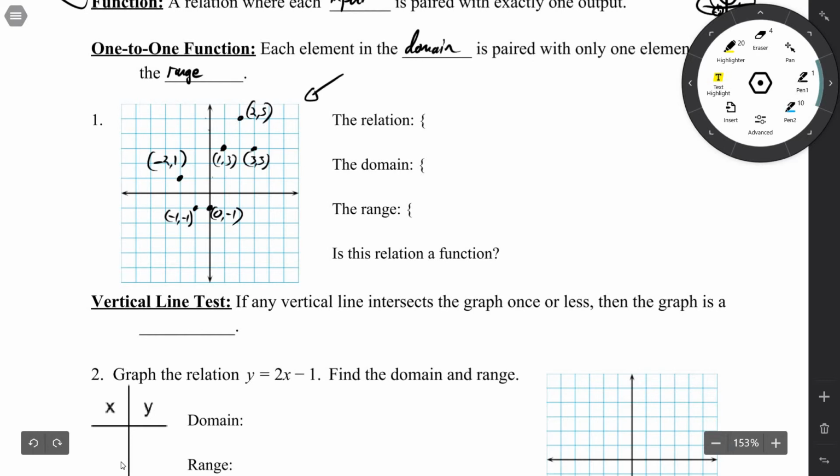This is a relation. Just a random set of ordered pairs, but that is definitely a relation, and we'll look into whether or not that's a function. Some of you guys might be jumping to that, but let's start defining domain and range first.